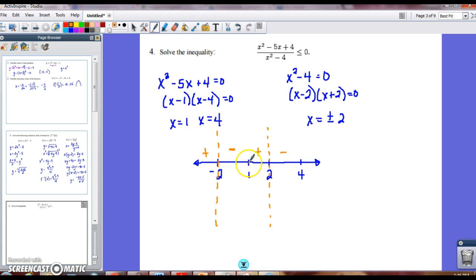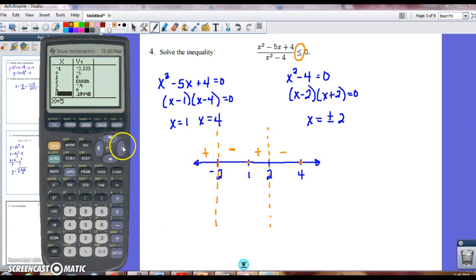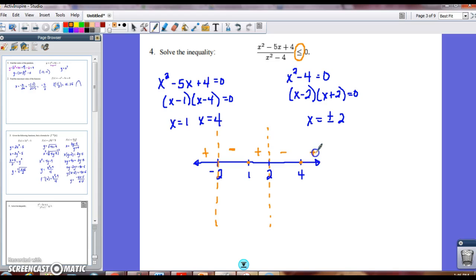And I know these are zeros, so I know that those are actual values because it says less than or equal to 0. So I have to include those in my solution set. And so now that I have all of these different ones, I think above 4, let's go back to the calculator. Make sure we hit all of our regions. Above 4, then, we are also positive, so I know over here I'm also going to be positive.